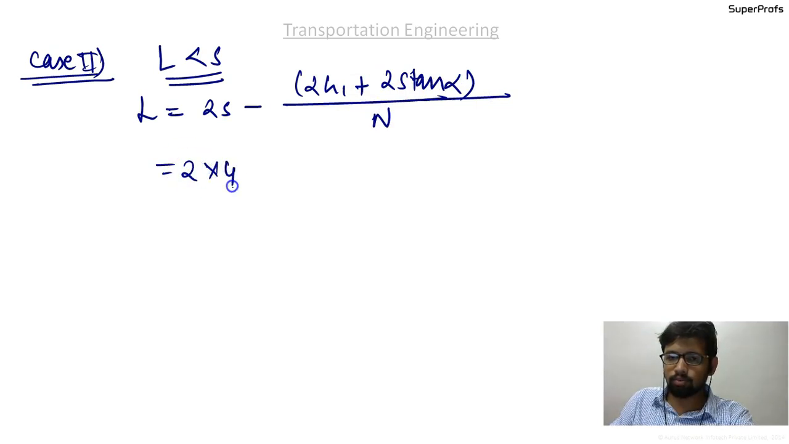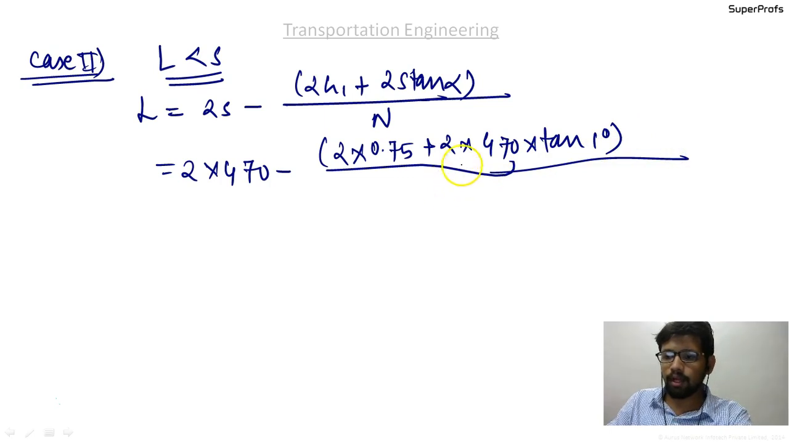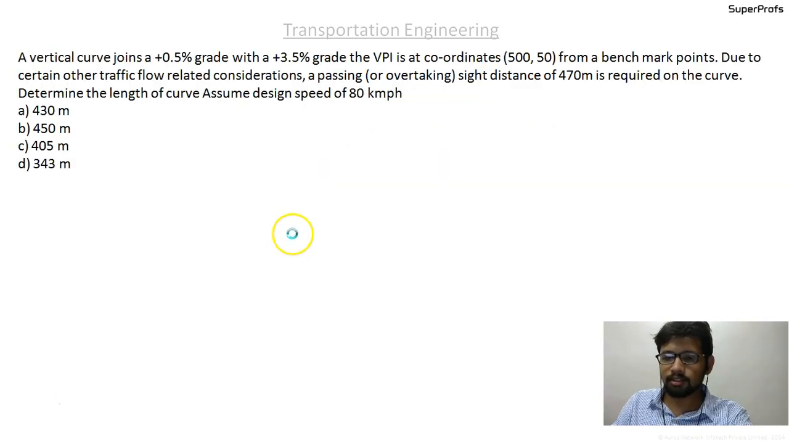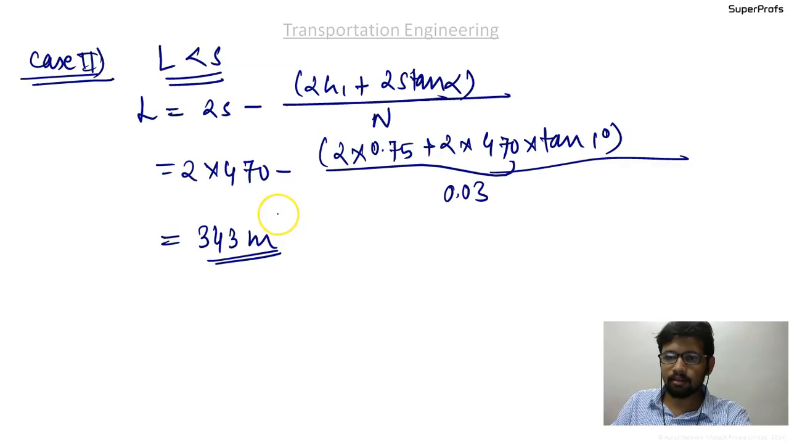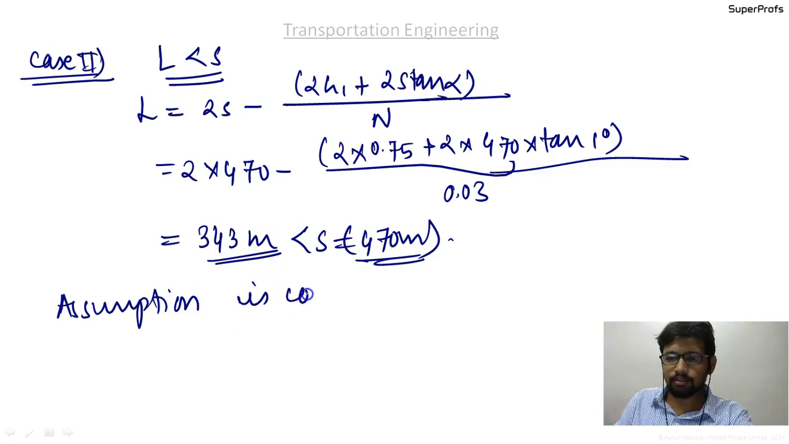So 2 into 470 minus 2 into small h, whose value is 0.75, plus 2 into 470 into tan of 1 degree upon n, which is 0.03. So it gives the answer as 343 meters, which is less than the S value, that is 470 meters. Hence our assumption is correct.